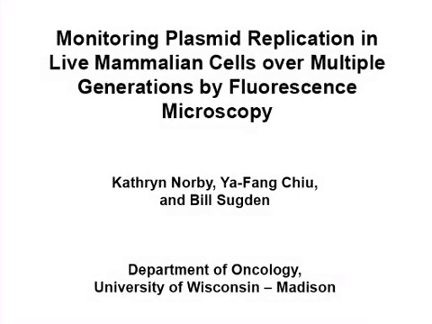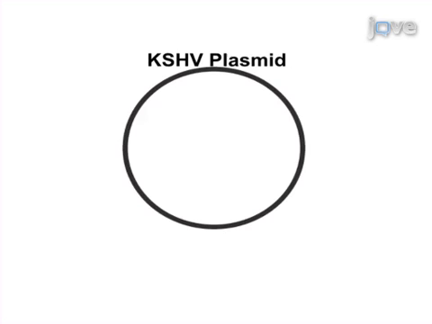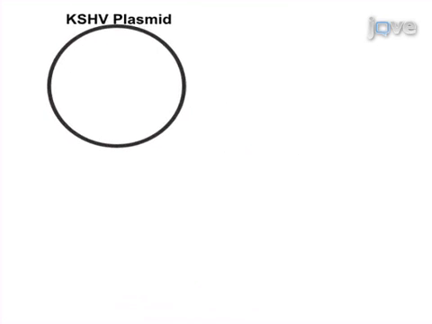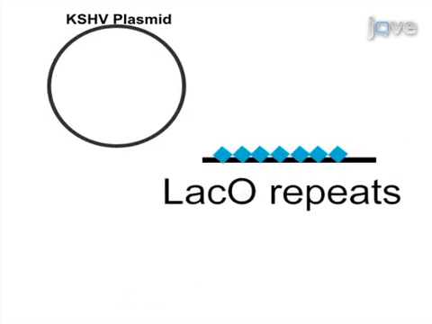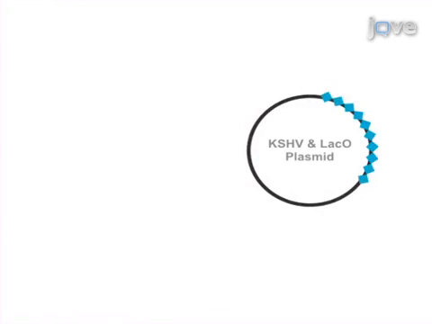The overall goal of this procedure is to observe the partitioning of viral genomes in dividing cells. This is accomplished by first making a plasmid that can be visualized by fluorescence microscopy. Here, a plasmid is engineered to include tandem repeats of the lactose operator sequence, or LAC-O.